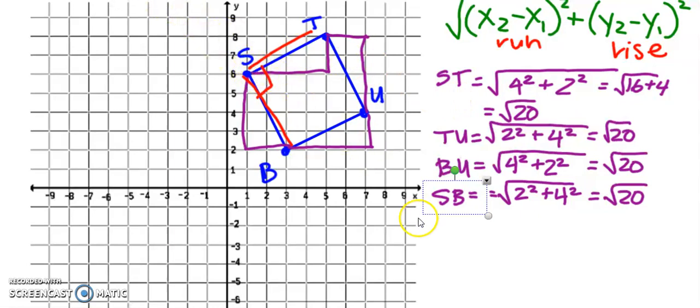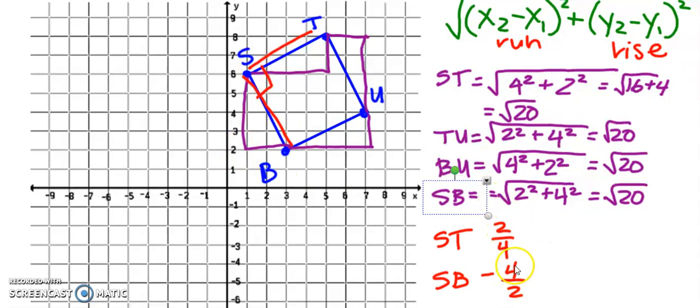And ST, slope is rise over run, remember? So the slope of ST is a rise of 2 and a run of 4. So 2 over 4 is my slope for ST. Now my slope for SB, it is going down, so I need to make sure that I have a negative slope for this one. So negative. My rise, I'm going down 4, and I'm running 2.